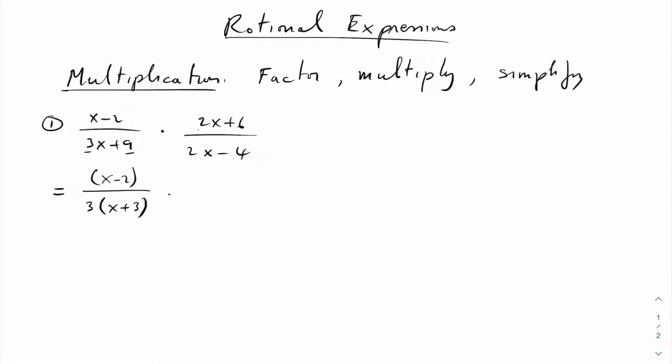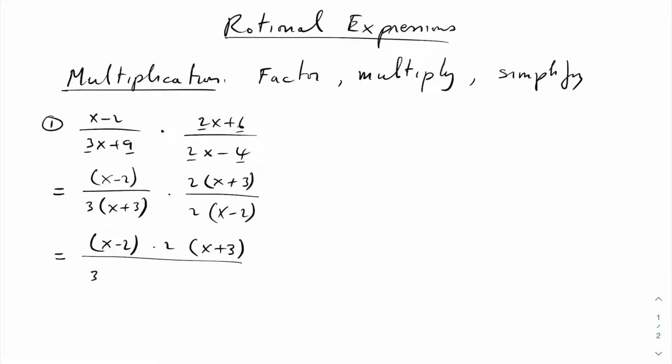And the second rational expression here, the numerator has 2 as a common factor, and so does the denominator. So we can rewrite this expression as 2 multiplied by (x plus 3) divided by 2 multiplied by (x minus 2). And so the second step is to multiply across. So we can combine all of these things into one fraction. So we're going to have (x minus 2) multiplied by 2 multiplied by (x plus 3) divided by 3 multiplied by (x plus 3) times 2 times (x minus 2).